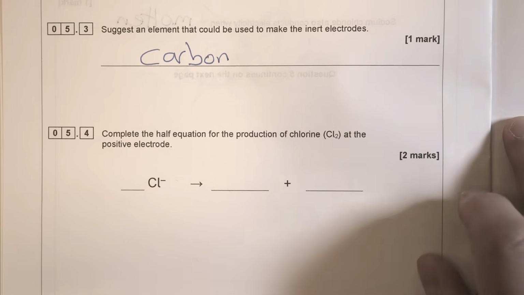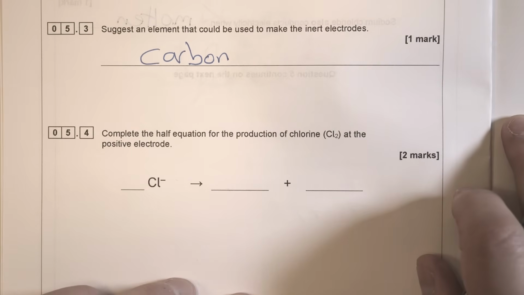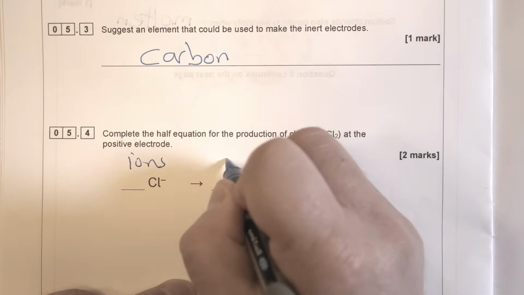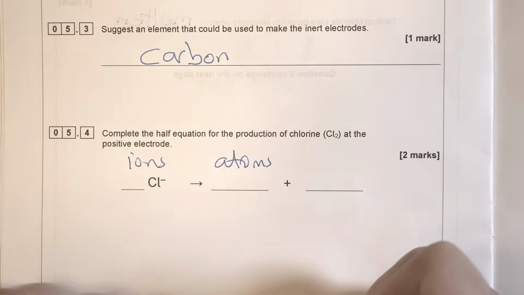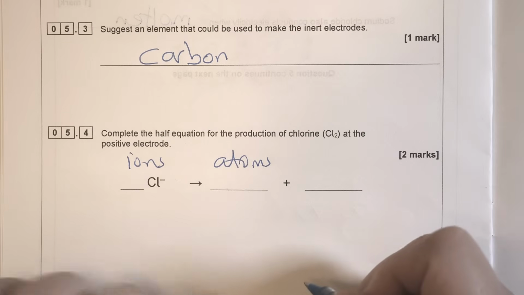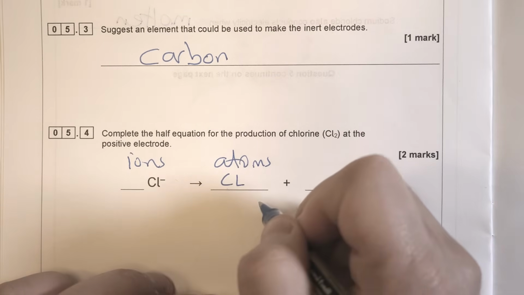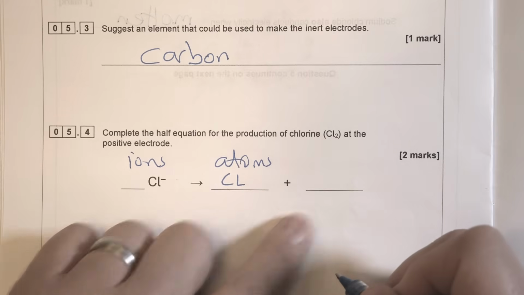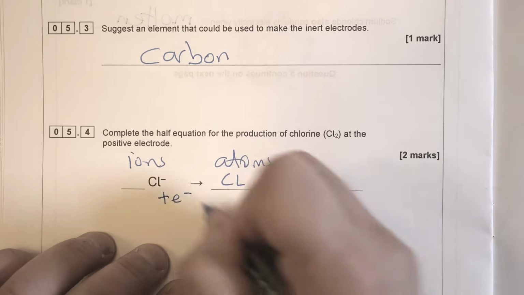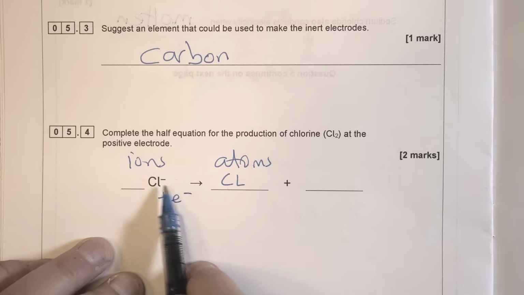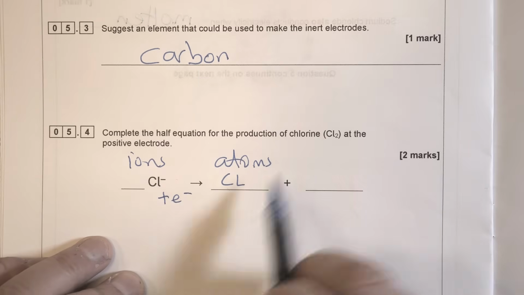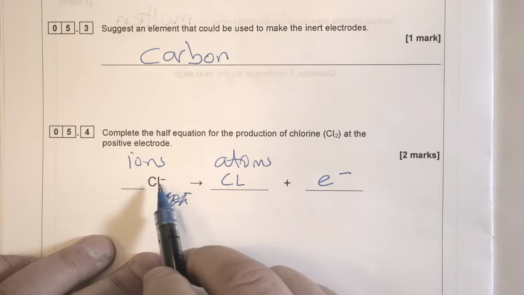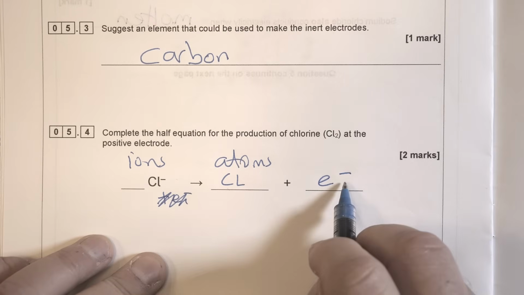Complete the half equation. Well, I'm going to do this in 2 stages. We must remember that in electrolysis, ions turn into atoms. So a chloride ion is going to change into a chlorine atom. And we've got one electron to put somewhere. Do we put it on the left or on the right? If we put the electron on the left, it wouldn't be balanced because we've now got 2 negatives on the left, no negatives on the right. So let's try it on the right. If we put the electron over here, we've got 1 negative on the left, 1 negative on the right.